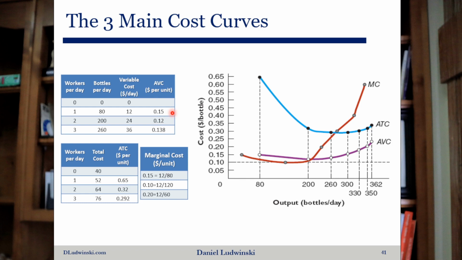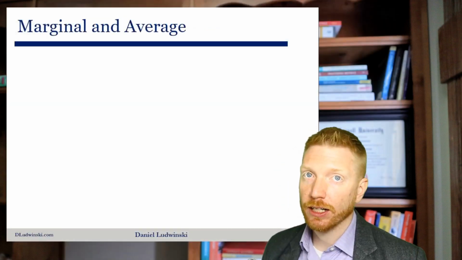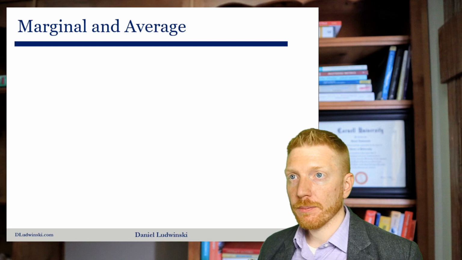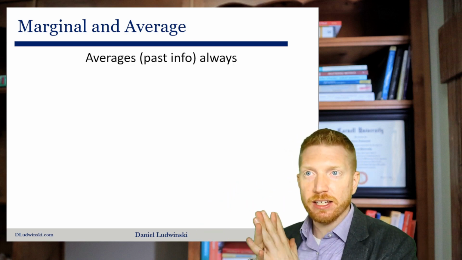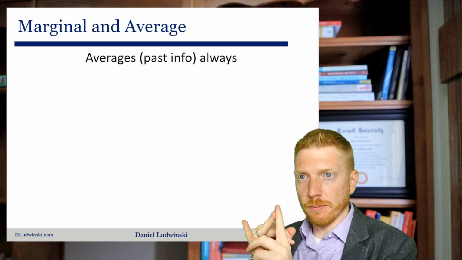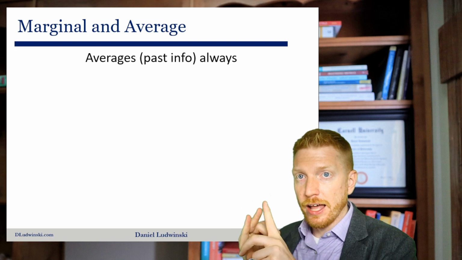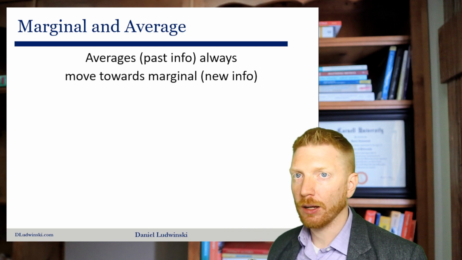The other thing I'll emphasize in this graph is that it looks like this marginal cost curve is crossing each of these at their minimum. I want to emphasize that this is something that didn't just happen to come to be. When we're thinking about marginals and averages, averages you can think about as past info about quantity that's already being made or things that have happened. Averages always move towards marginals, new info.